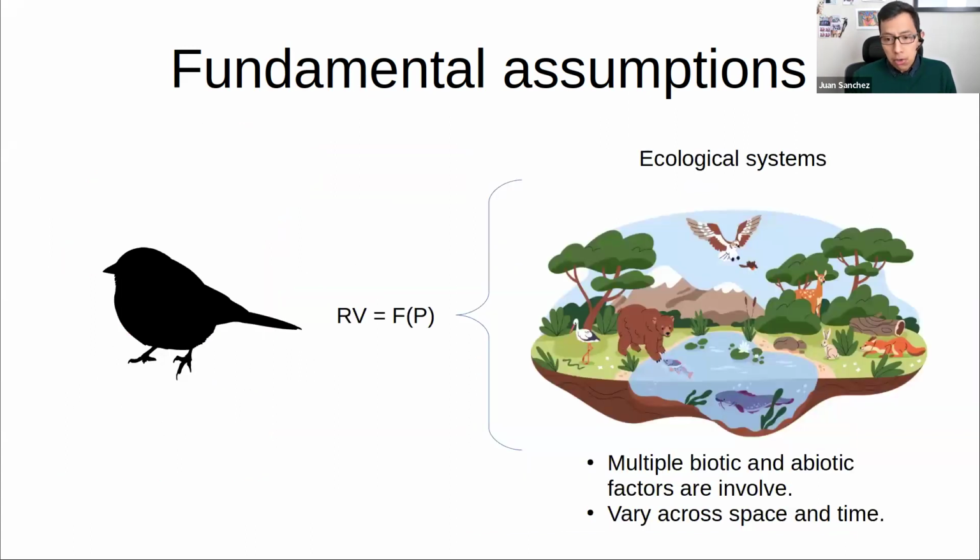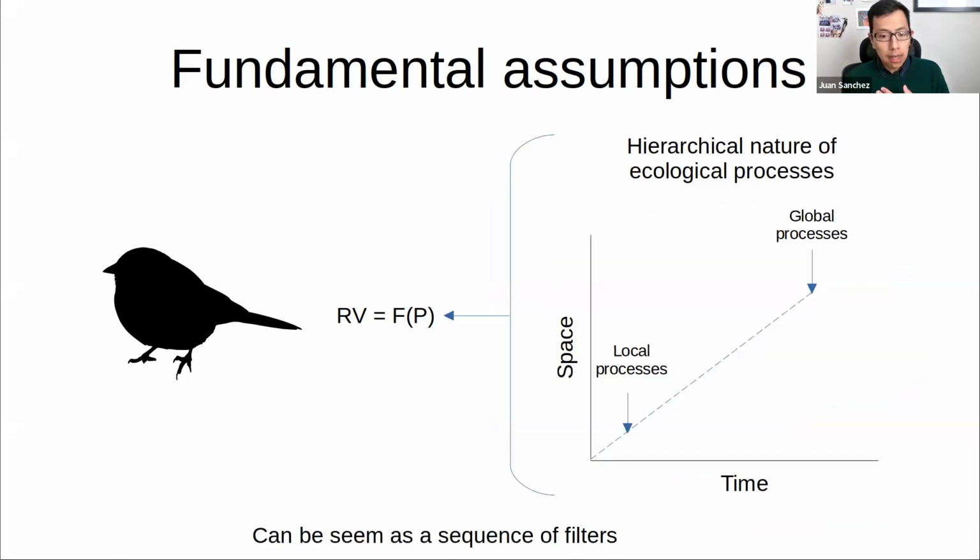When we're building these models, we are very aware that species are part of ecological systems, and ecological systems are complex systems that have multiple variables interacting and originating multiple emergent properties. So when we think about what can be affecting a species' survival, we know there are multiple variables that might be influencing this species. But also, we know that these variables vary across space and time. By observing multiple species and how they interact with their environment, we have come to notice that different processes can be identified according to how much time they take to occur and in what areas they occur.